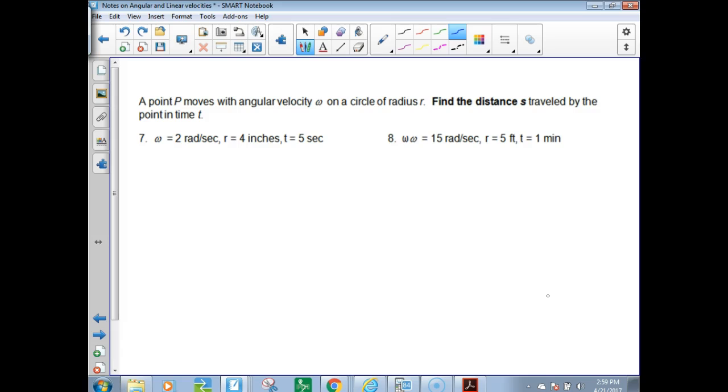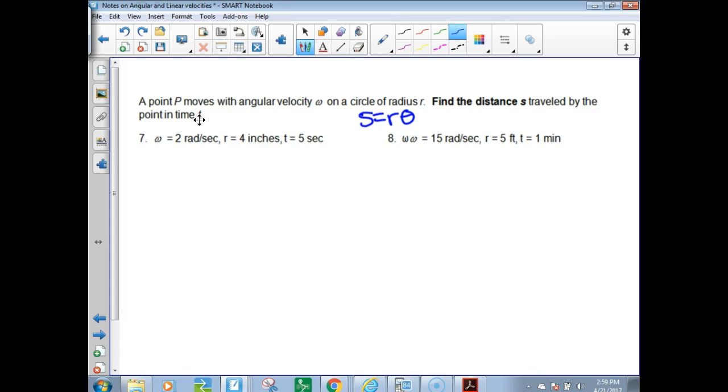Okay, 7 and 8, it says find the distance S. Well, we've already talked about S before. S is equal to R times theta. We're supposed to already know that formula. You've got to know about that one too in today's lesson.